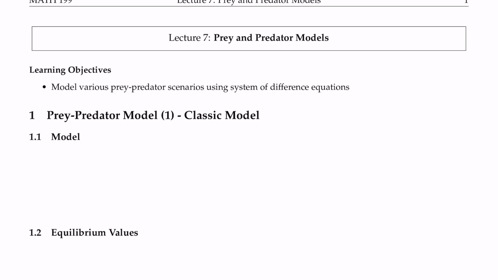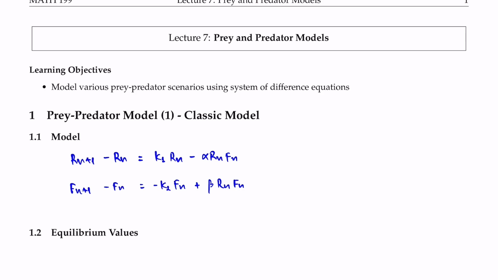For the first section, the classic prey and predator model that we analyzed in lecture 6 is given as R sub n plus 1 minus R sub n equal to K1 times R sub n minus alpha times R sub n times F sub n, and F sub n plus 1 minus F sub n equal to negative K2 times F sub n plus beta times R sub n times F sub n. R sub n is the population of rabbits at time period n, and F sub n is the population of foxes at time period n.